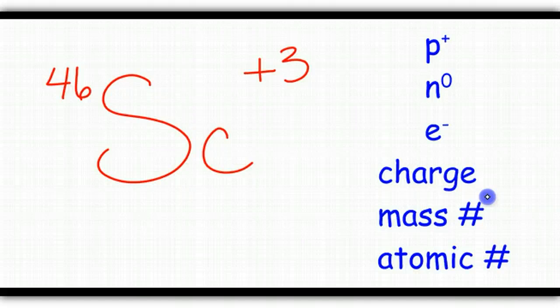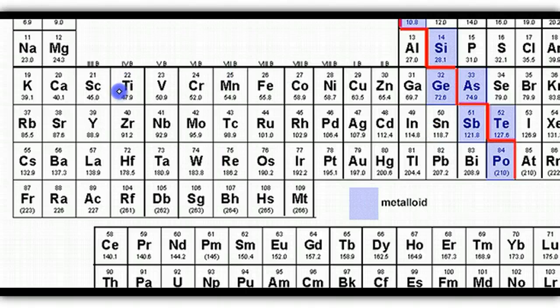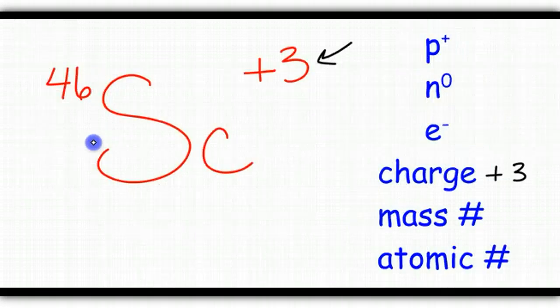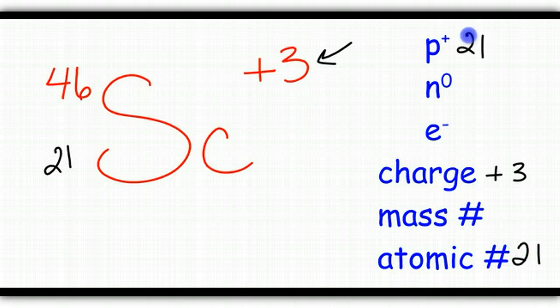Let's try another one. Here I have scandium. They give me a mass of 46, and this time I have a charge present. The charge is +3. That means that my electrons are going to be different than my number of protons. First, we need to know what are our protons. So we find scandium on the periodic table, and the atomic number is 21. So that's the number that we're missing right here. 21 is the atomic number, and it's my number of protons.